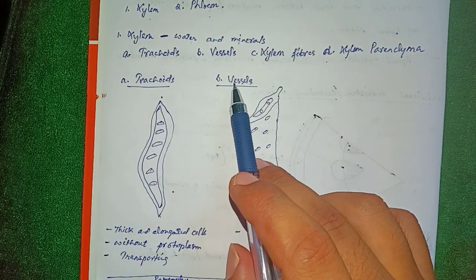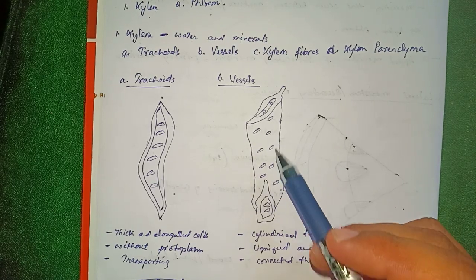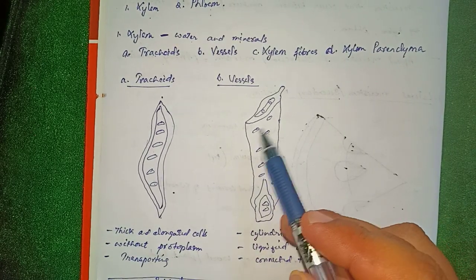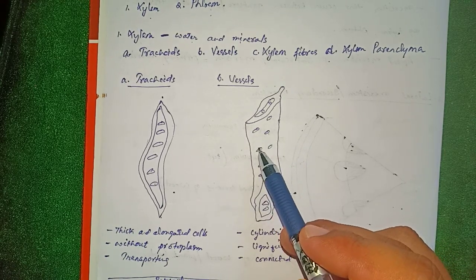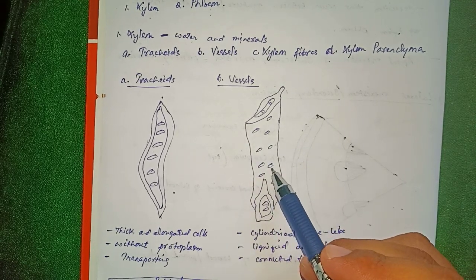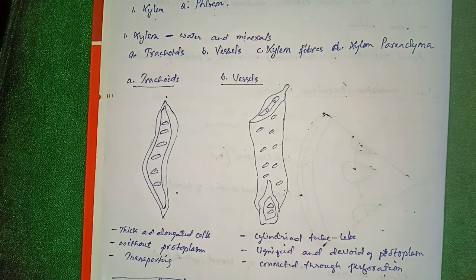Now the second is the vessels. Vessels are cylindrical tube-like structures having thick and lignified walls. They are devoid of protoplasm, that is dead cells, and they have many perforations. These are the perforations through which the vessel elements or the vessel members remain attached to one another.